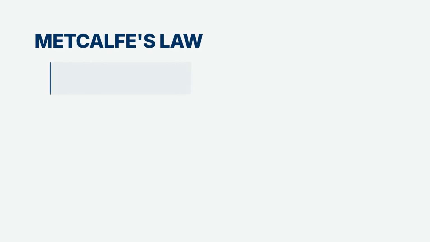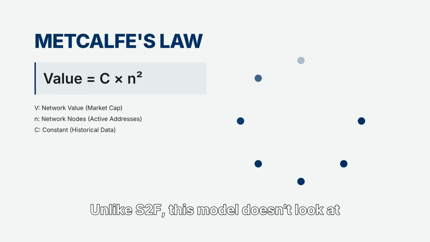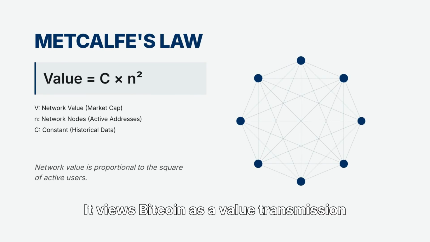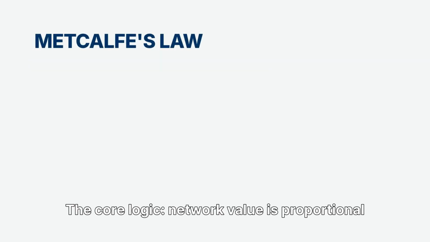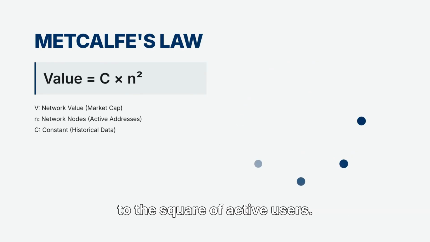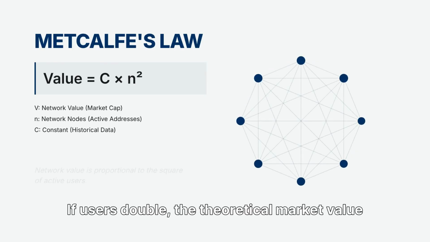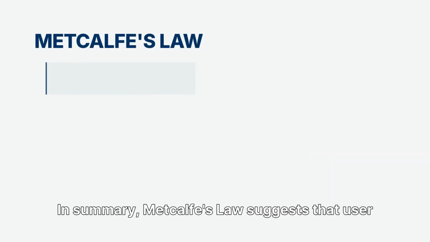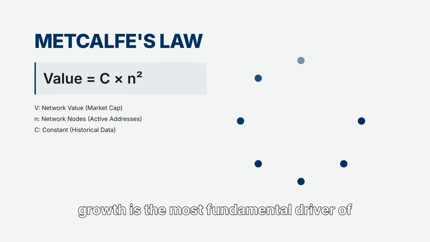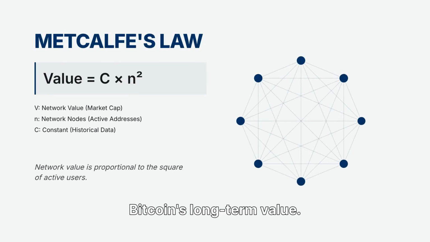Next is Metcalfe's Law. Unlike S2F, this model doesn't look at supply. It views Bitcoin as a value transmission network where users determine value. The core logic: network value is proportional to the square of active users. If users double, the theoretical market value grows 4-fold. In summary, Metcalfe's Law suggests that user growth is the most fundamental driver of Bitcoin's long-term value.